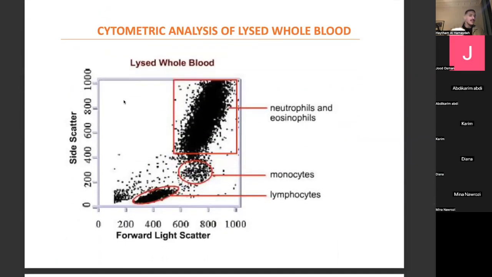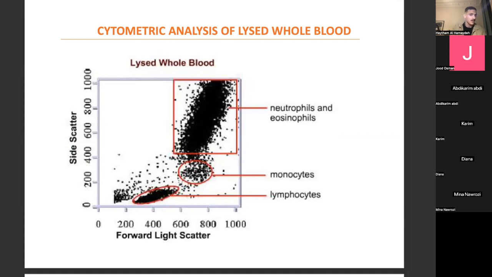This one, what Kareem did in class. This is what I'm talking to you about: the forward and the side scattering. Now monocytes, yes? Monocytes exist in this region.